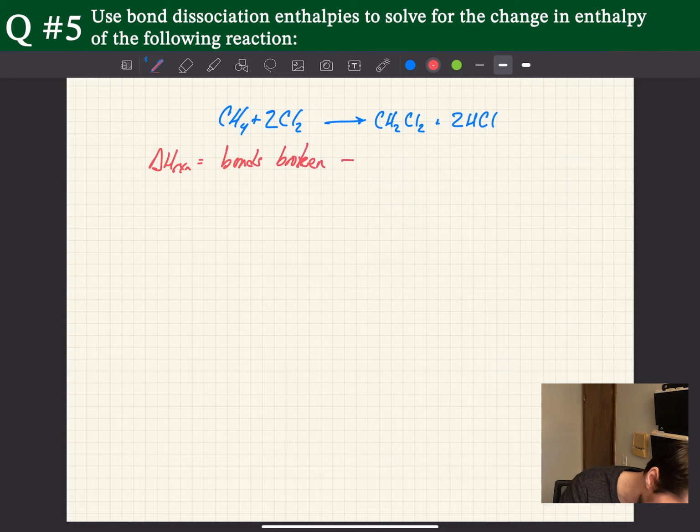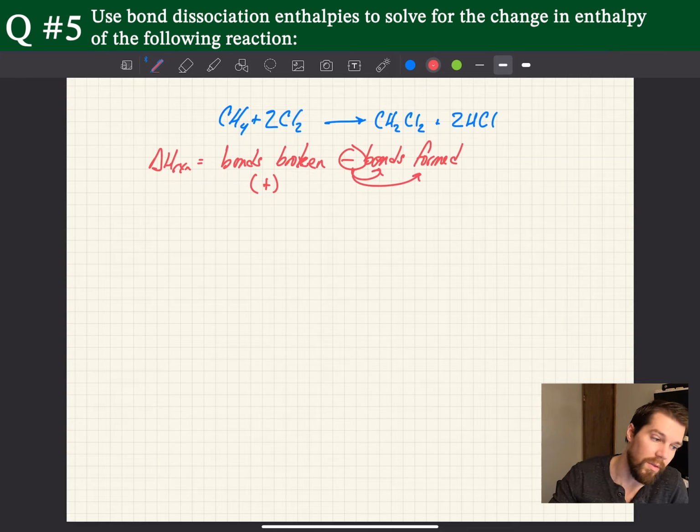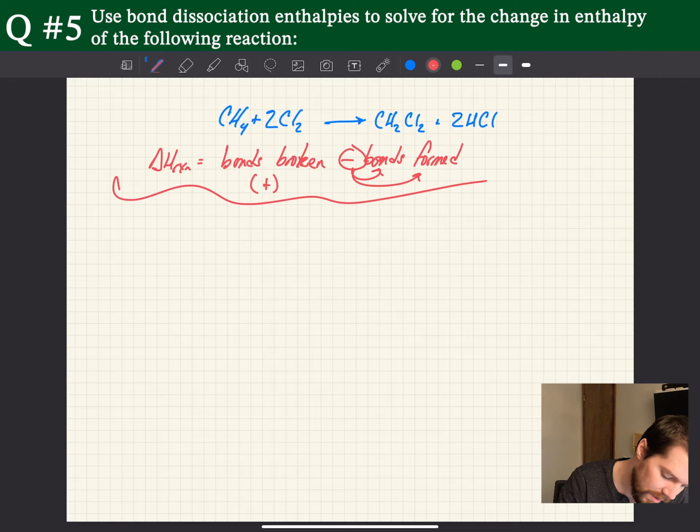So our overall equation, delta H reaction, equals bonds broken, I just wrote an X when I meant to write a K, minus bonds formed, because these are going to be positive values, and this negative, when we distribute it, turns them all into the released version of the bond dissociation enthalpy. All right, so now we have to identify the bonds that broke and the bonds that formed.